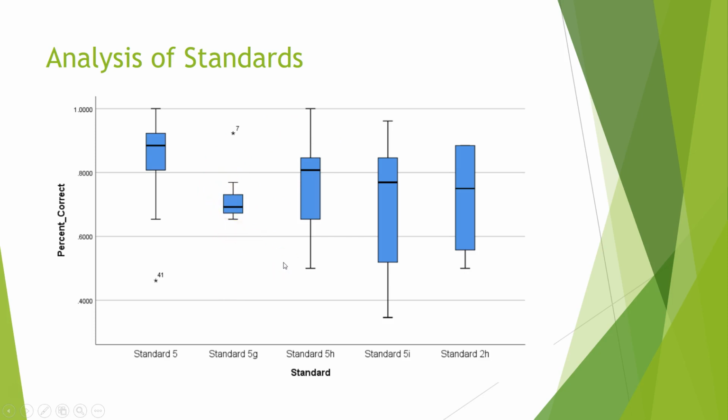And then the other two that had low values that I would want to look at would be standard 5I and 2H. Sorry, 5I is the neutralization standard, and 2H is the nomenclature standard. Nomenclature is the first thing we cover in the unit, how to name acids and how to write their formulas.